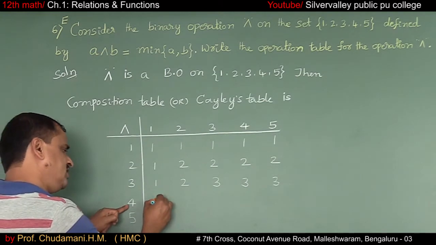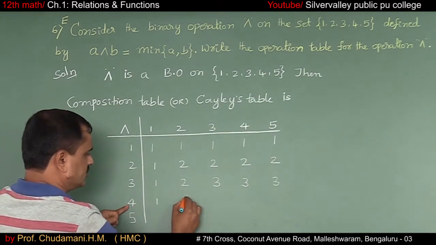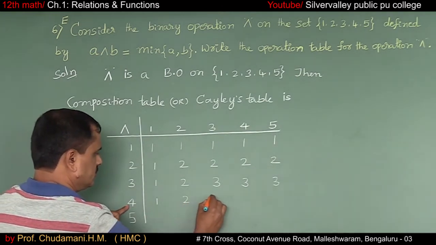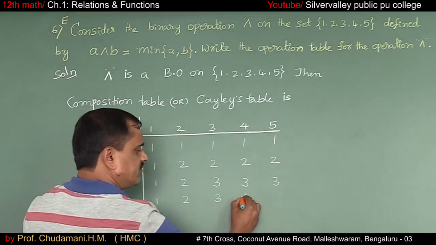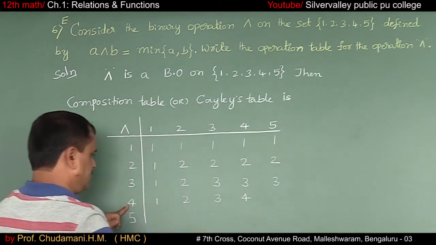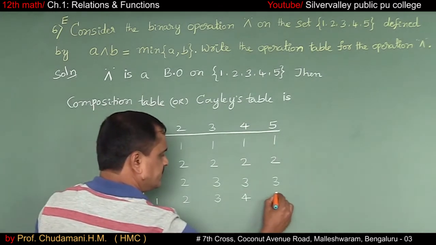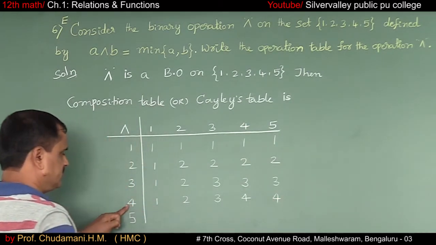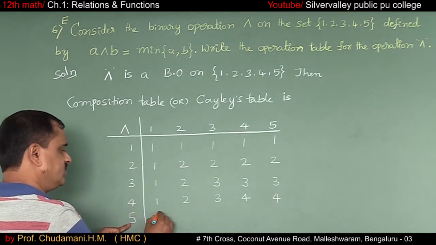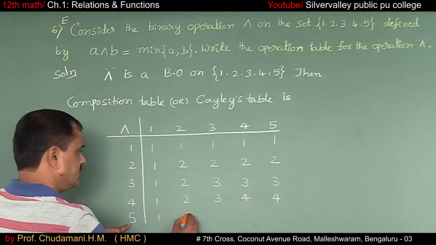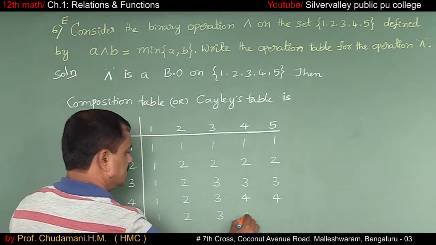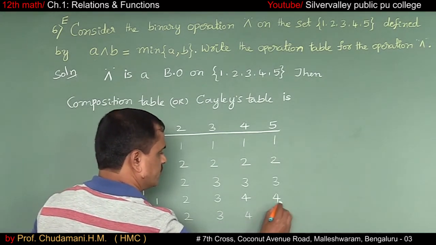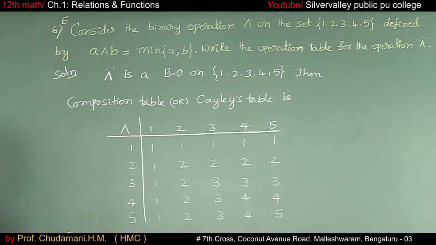4 and 1, minimum is 1. Minimum of 4 and 2 is 2. Minimum of 4 and 3 is 3. Minimum of 4 and 4 is 4 only. 4 and 5 is 4. Then minimum of 5 and 1 is 1. 5 and 2 is 2, then 3, 4, 5. So this is the composition table.